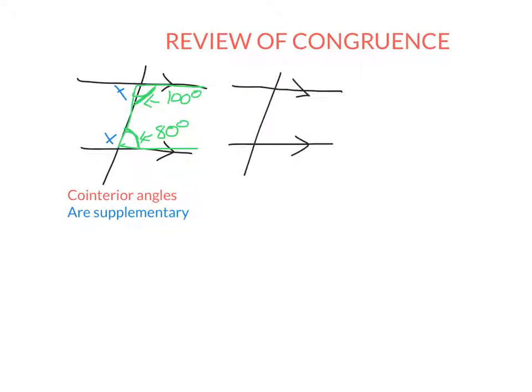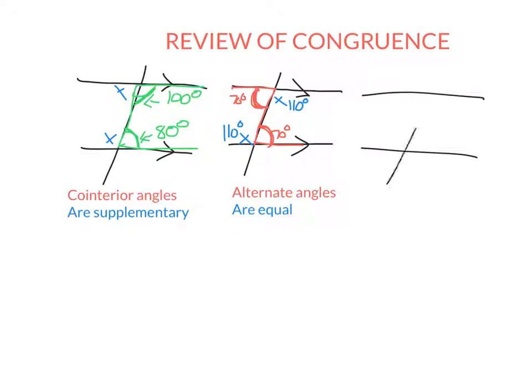So the next type of angles that we're looking at form this Z shape here. So this angle and this angle, as well as this angle and this angle, are what we call alternate angles. So alternate angles are always equal. Like if this angle here were 70 degrees, this angle here would be 70 degrees. That would mean that this angle here would be 110 degrees and this angle here would be 110 degrees as well.